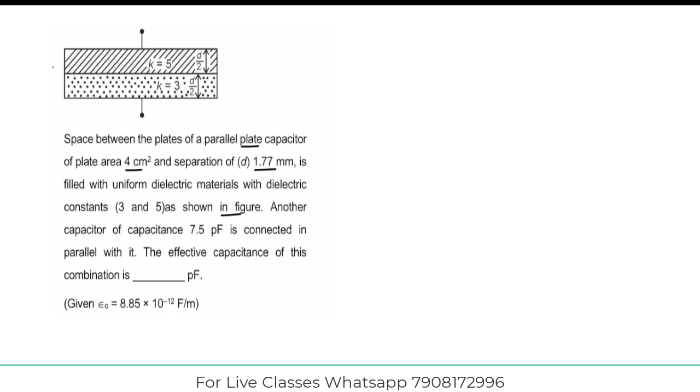Another capacitor of capacitance 7.5 picofarad is connected in parallel with it. The effective capacitance of this combination is dash picofarad. So first calculate the capacitance of the given figure. Here let's say C1 is the capacitance of this dielectric plate and C2 is the capacitance of this, and they are in series combination. So the equivalent of these two will be 1/C = 1/C1 + 1/C2.